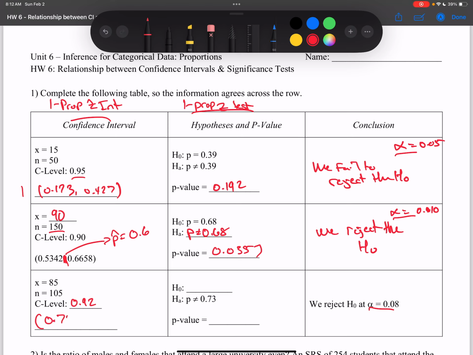Okay, for the last row, same thing, throw this in your calculator to find your interval. You get 0.7424 to 0.8766. Okay, our null hypothesis is going to be p is equal to 0.73. Throw all this in your calculator for the p-value, and we get 0.0664. And of course, they reject that at the 8% alpha significance level. All right, so that's that one.